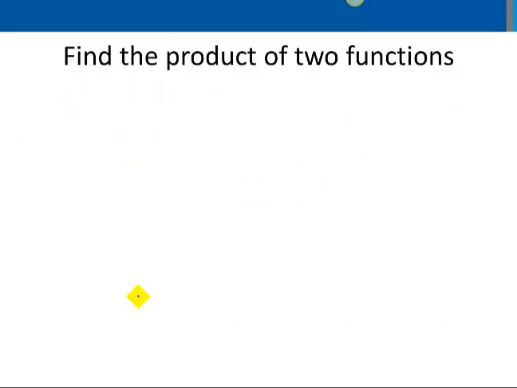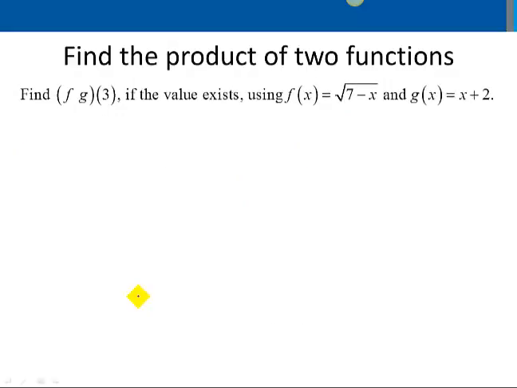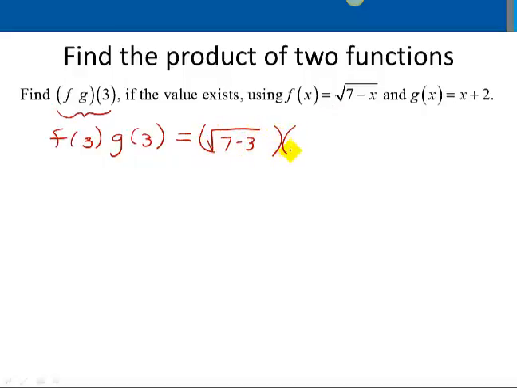Let's next find the product of two functions. I want to find f times g of 3 if the value exists, using f of x equals the square root of 7 minus x and g of x equals x plus 2. f times g of 3 is going to be equal to f of 3 times g of 3. f of 3 would be the square root of 7 minus 3. g of 3 would be equal to 3 plus 2.